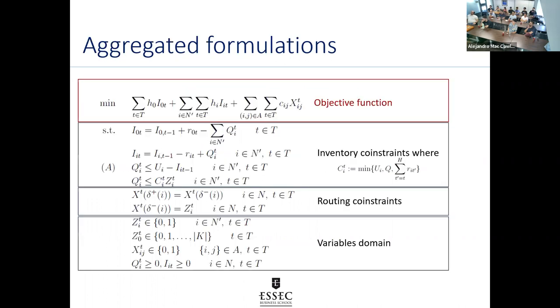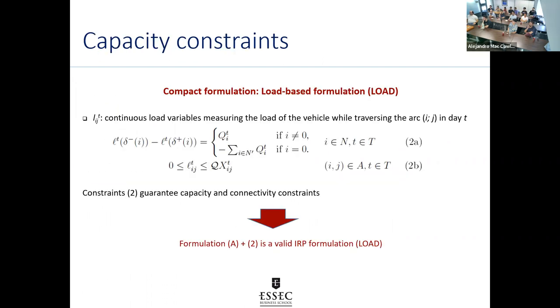You first notice that formulation A has a polynomial number of constraints. With this first way of modeling the capacity constraint, we obtain a formulation which is still compact, with a polynomial number of variables and constraints. We call this the load-based formulation, also known as the single commodity formulation. The idea of this formulation is the following. We introduce a new set of variables called load variables, L_ijt, associated with each arc and time period. These variables are continuous and they measure the load on the vehicle when traversing arc (i, j) at time t.